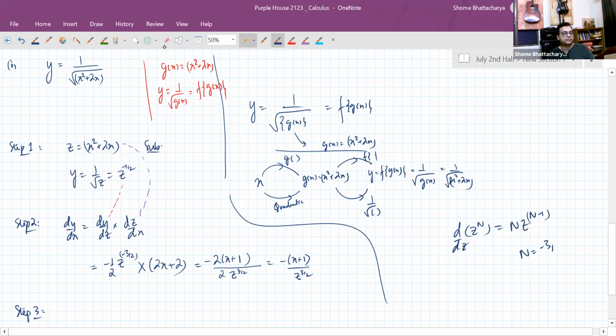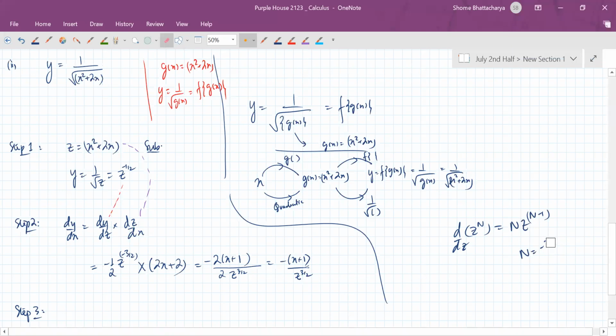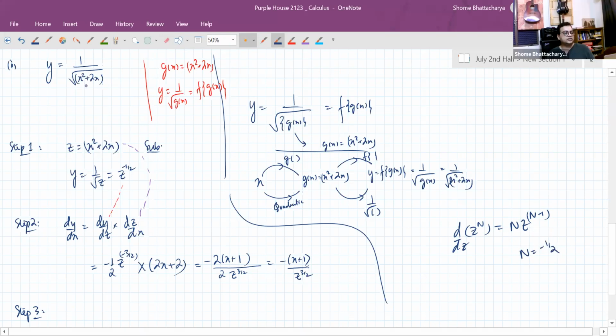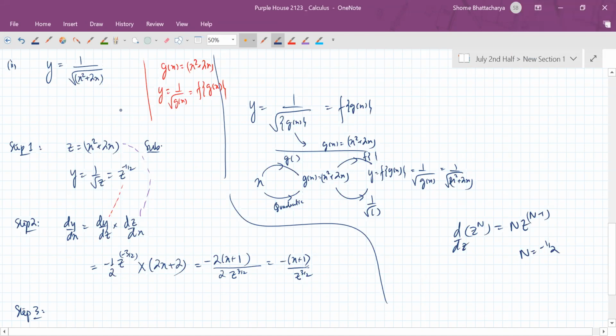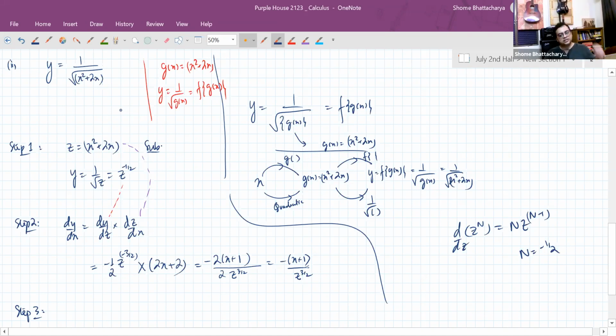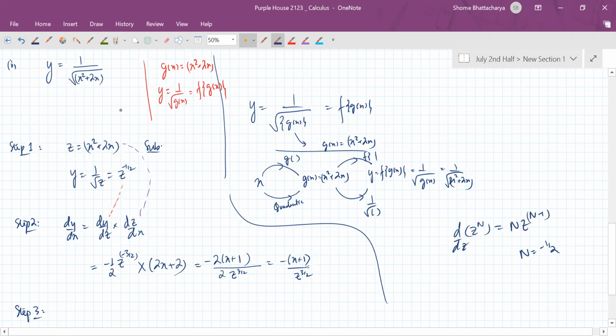Sir, step 1, how did you do that? In step 1, I have substituted in this function the quantity inside the square root as z. So what is y now? 1 by root z. Got it? No, sir, I didn't understand. I just substituted x square plus 2x as z. So y is 1 by root z. Okay, yes, sir, yes.